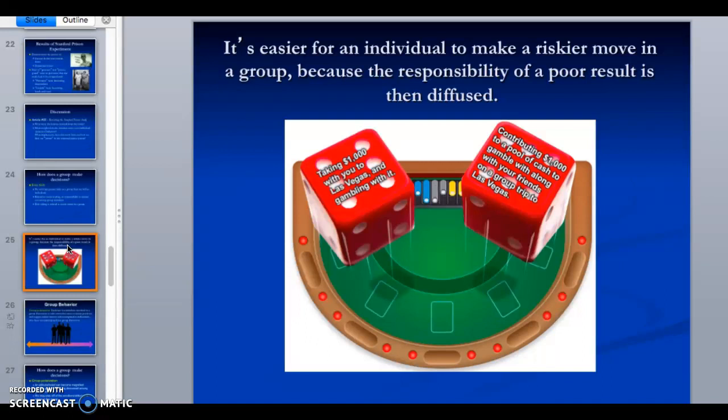And then, if you lose, you're like, well, everyone lost their money. Well, it doesn't really make it any better. You still lost money. But when you're alone, you feel the weight of that more than when you're in a group. And so that is in essence risky shift. You're just going to make riskier moves when you're in that group dynamic.